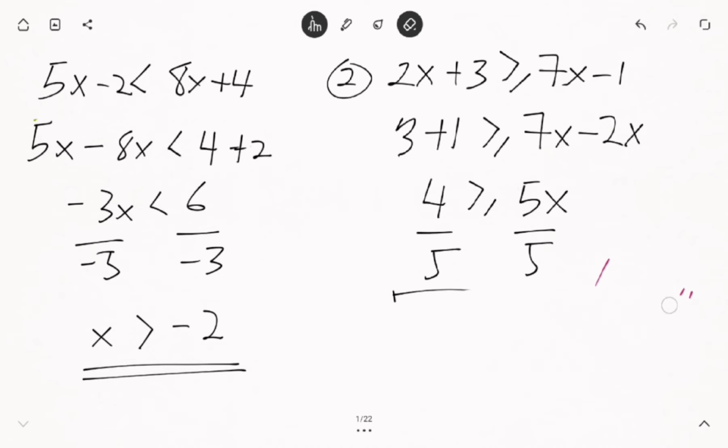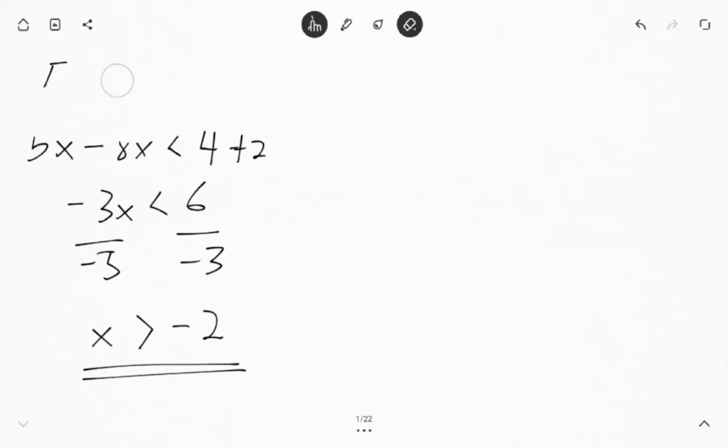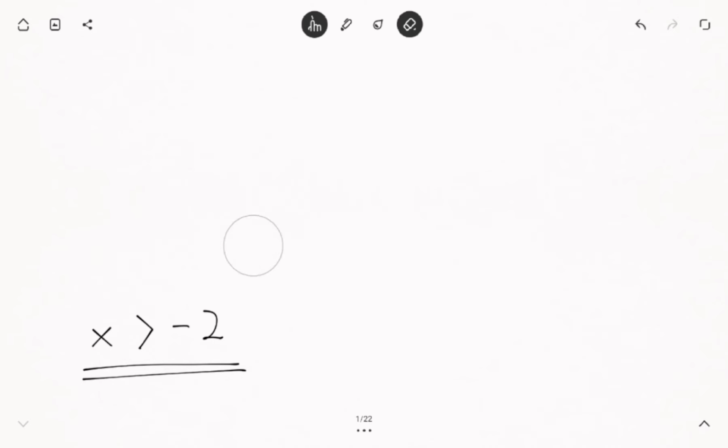So let's go ahead and try more examples. Okay, so let's try example number 3. So we have 5 outside the bracket 2x minus 3 is less than 2 outside the bracket 1 minus x. So if you have a problem like this, how do we solve it?